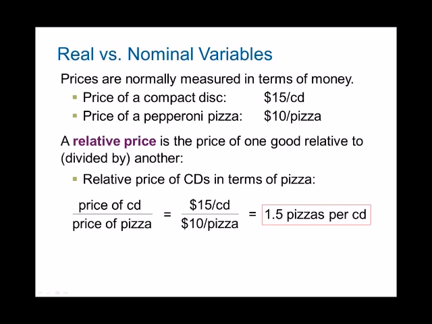So if we think of pizza as a currency, because money has fiat value, it doesn't have any kind of value embedded in it, but pizza, let's say, does have some value in it. If I were using pizza as a currency, I would be using 1.5 pizzas to buy one CD.